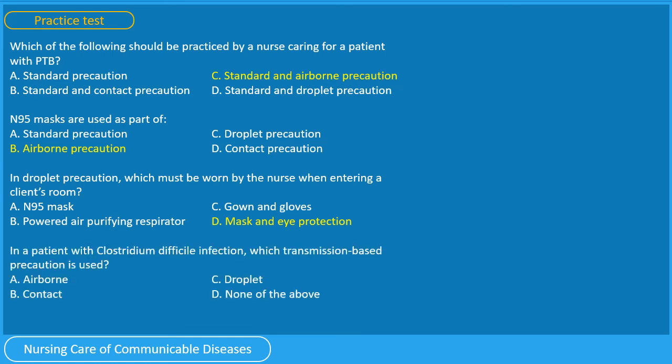In a patient with Clostridium difficile infection, which transmission-based precaution is used? A. Airborne, B. Contact, C. Droplet, D. None of the above. You have 5 seconds. B. Contact is the correct answer. If you got all 4 questions correctly, then you did a good job. If not, you may rewind the video to look for your answers.